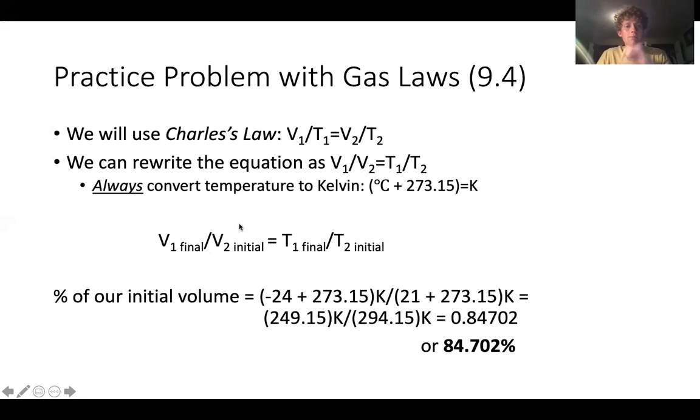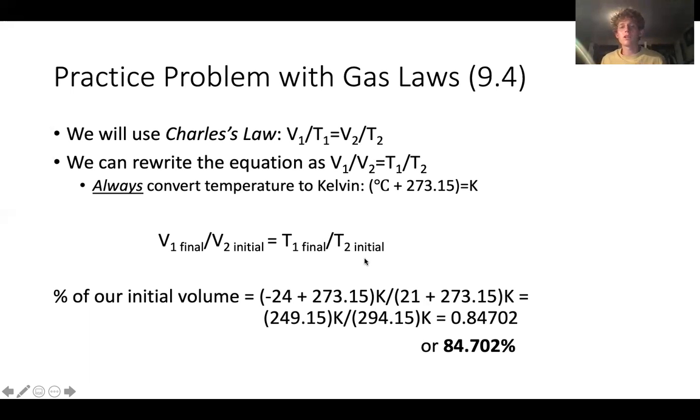And then we'll label each volume and temperature in the equation as either final or initial. It's kind of backwards and confusing. I should have switched this, but we'll do volume 1 as the final volume, volume 2 as the initial volume, temperature 1 as the final temperature, and temperature 2 as the initial temperature. You'll see that V1 corresponds to T1, V2 corresponds to T2. So V1 and T1 are going to be finals, and V2 and T2 are going to be initials.